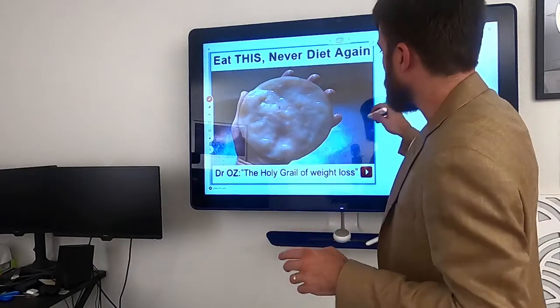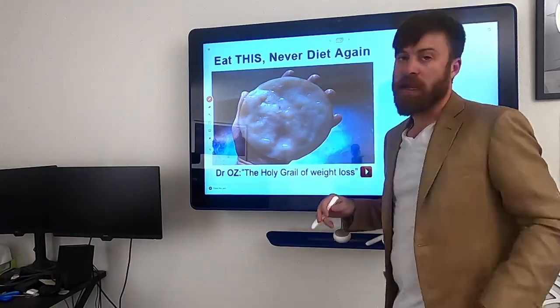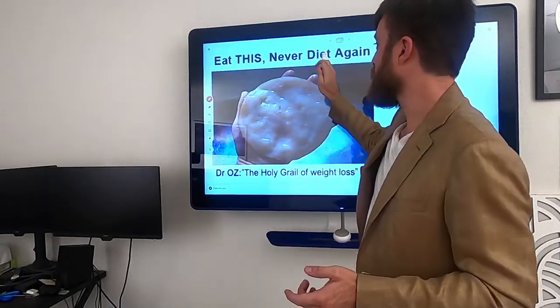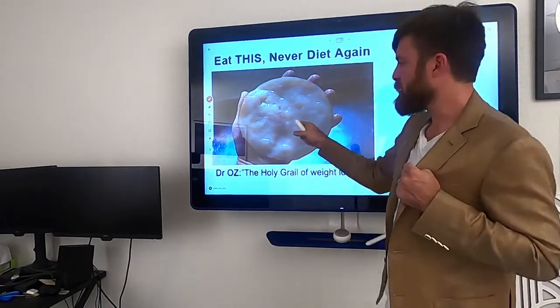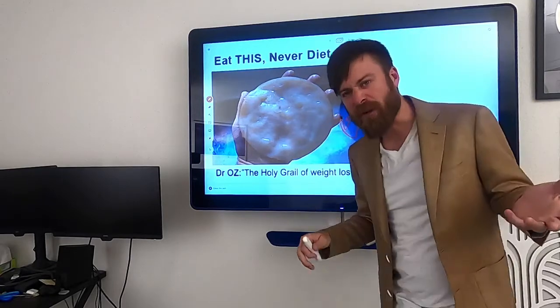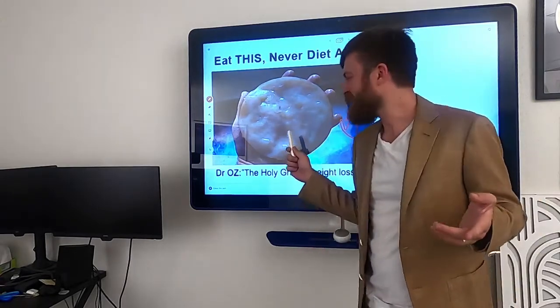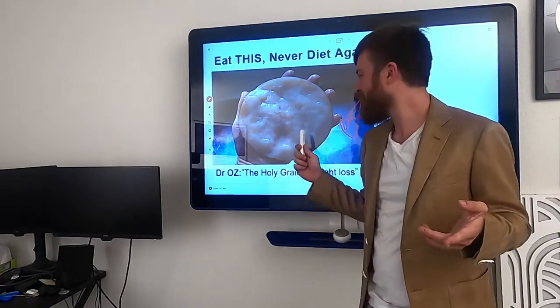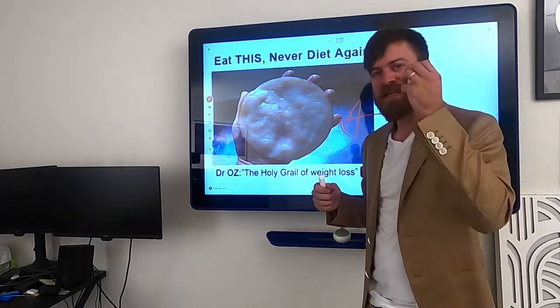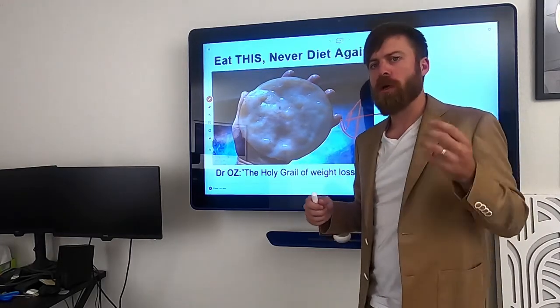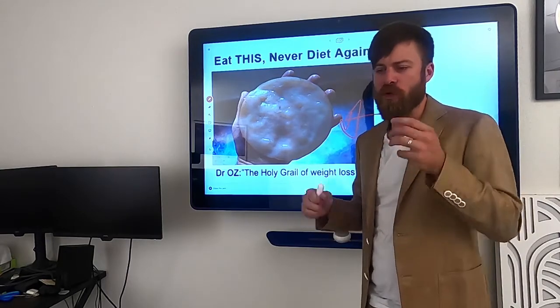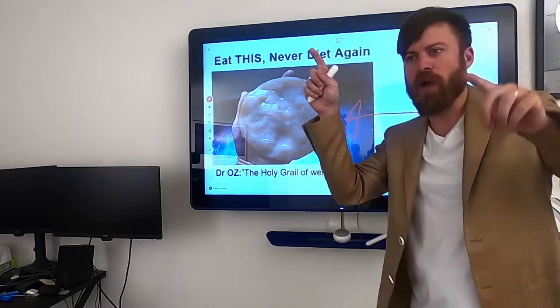Now, the next thing we're seeing about this ad is we're saying, eat this, never diet again. So the first thing people see is this really weird thing. I don't even know what it is. I can't even tell you what this is. The point is, it's meant to confuse the user's brain. They're trying to place it into a category.